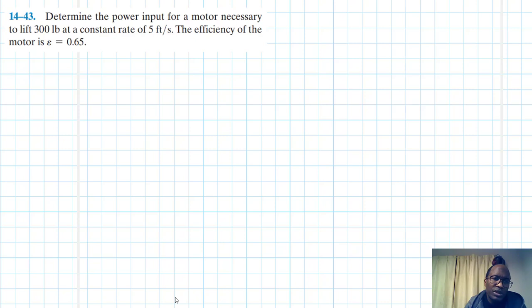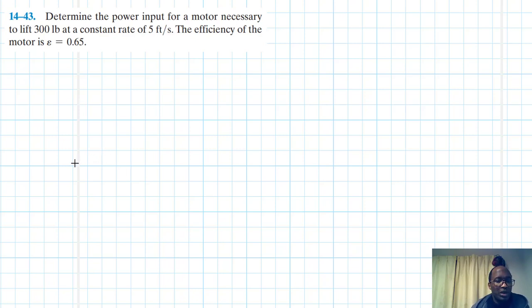The problem reads: determine the power input for a motor necessary to lift a 300 pounds at a constant rate of 5 feet per second. The efficiency of the motor is 0.65. This problem is coming from the Engineering Mechanics Dynamics 14th edition by R.C. Hibbeler. So let's draw what we have.